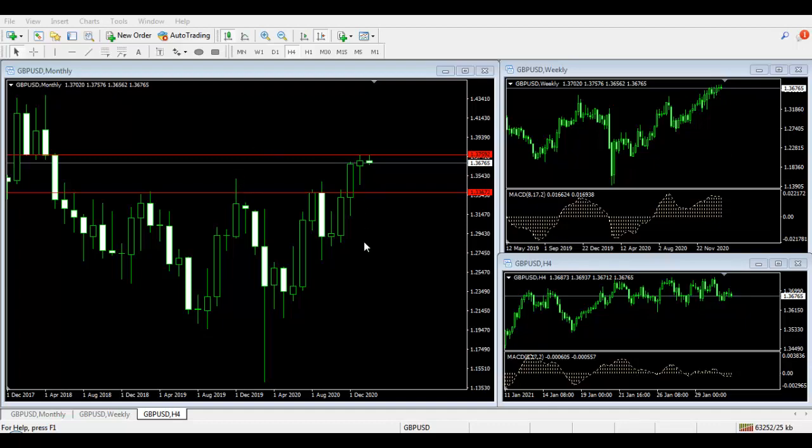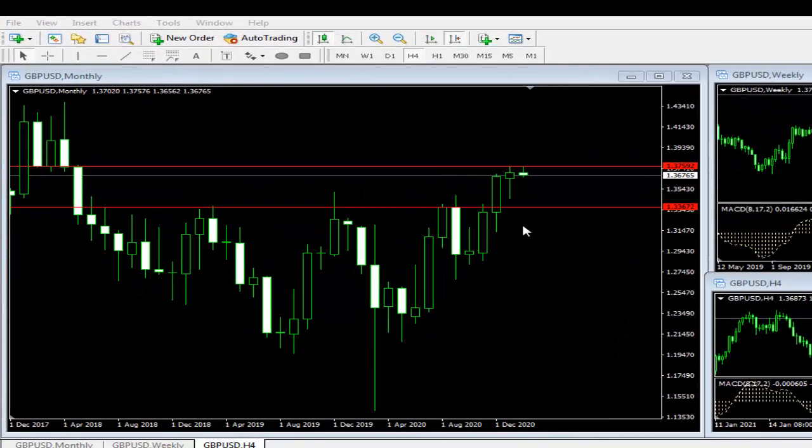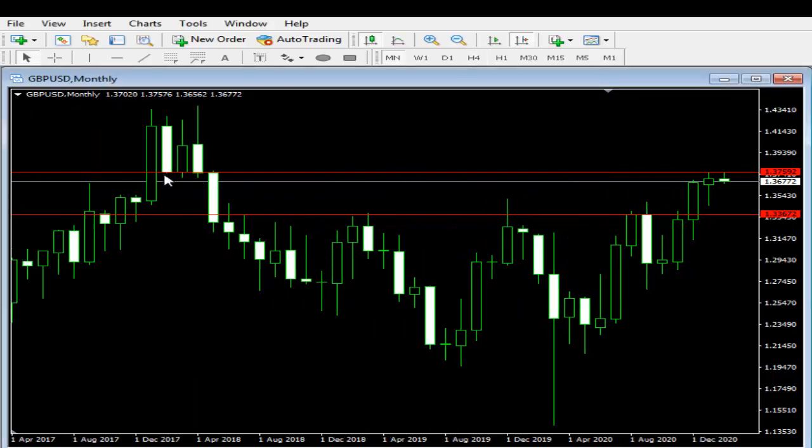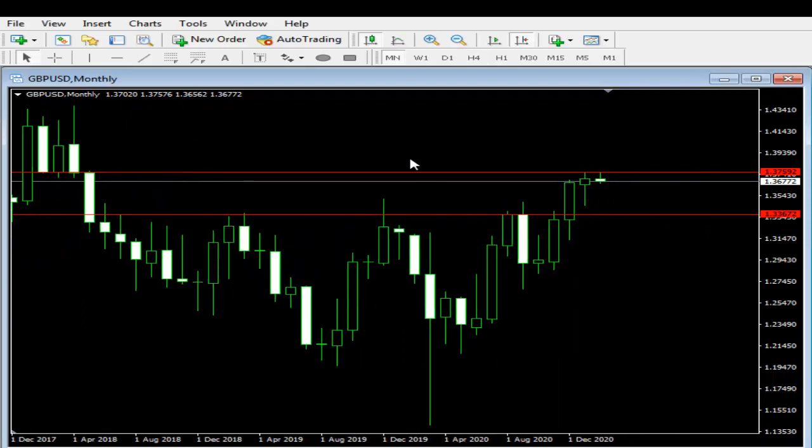We have a support and resistance on the monthly chart at 1.3759 for resistance, where the price currently bounced off from, and then support at 1.3367. Those levels again clearly show that there is the support level, and then the resistance level is that area over there, with that bearish and bullish candle creating that level over there.